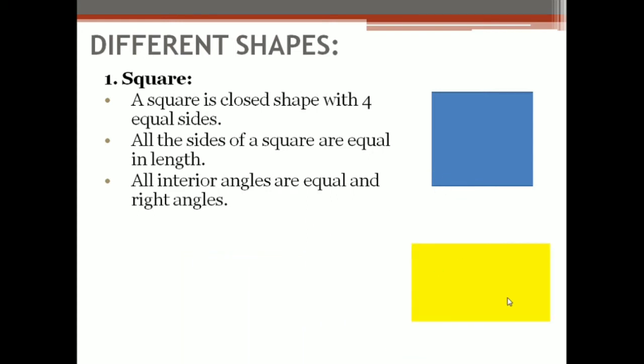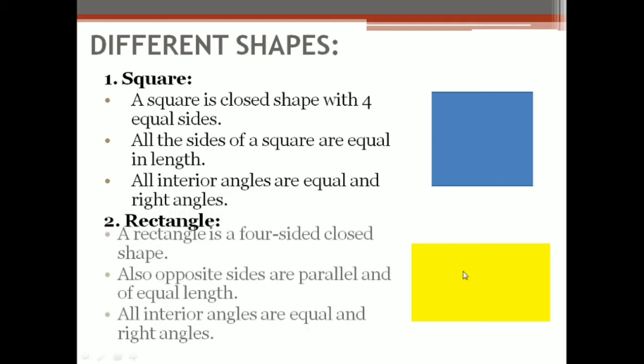Now, which shape is this? This is a rectangle, right? Now let's see what is a rectangle. How many sides are there? Let's count. 1, 2, 3, and 4. So there are 4 sides. But the question is that in a square there are 4 sides and in a rectangle there are also 4 sides. So what is the difference? Let's see the difference between the square and the rectangle.